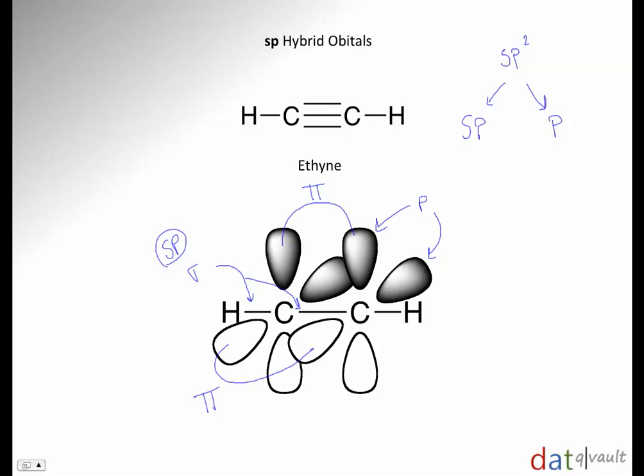So in ethyne or any kind of carbon-carbon triple bond, we have 1 sigma bond between the two carbons, and now we have 2 pi bonds between these two carbons.